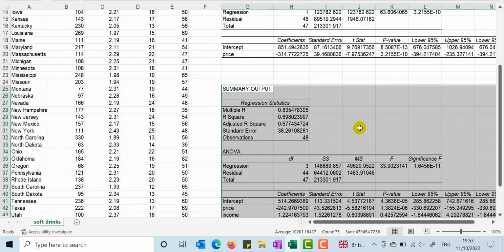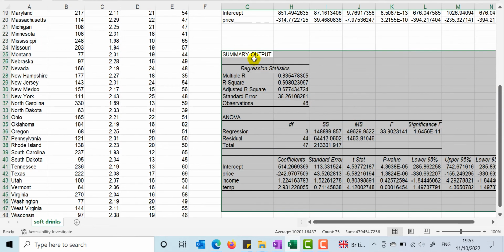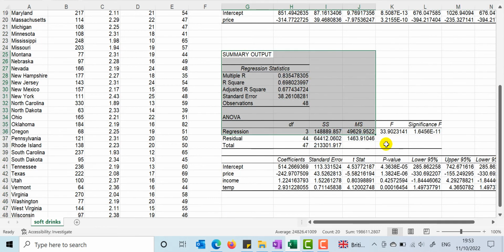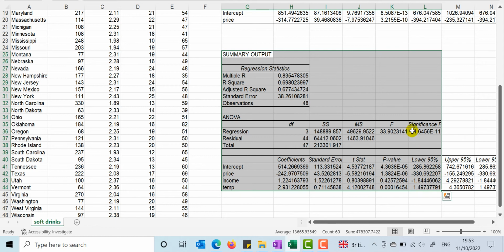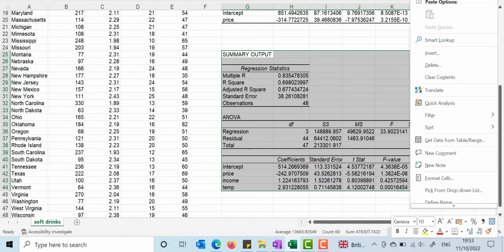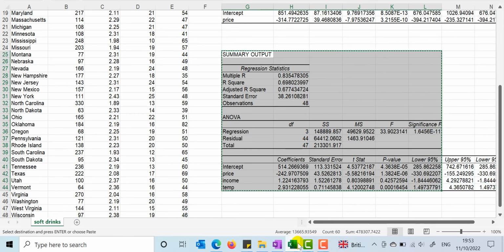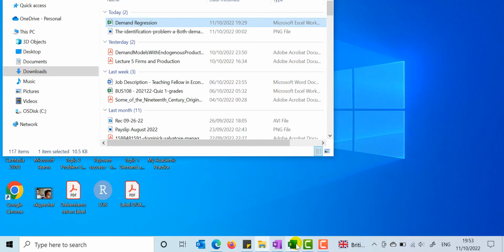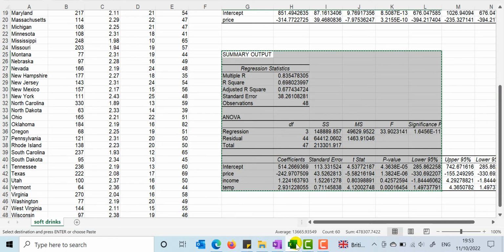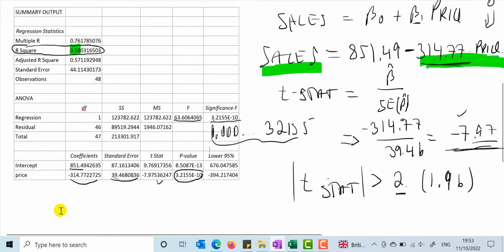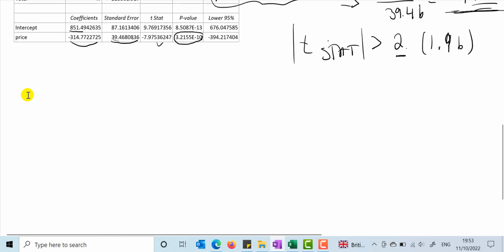Okay, now we got a new output that I'm going to copy here. Right, so let's see if I can get this magnified a bit.